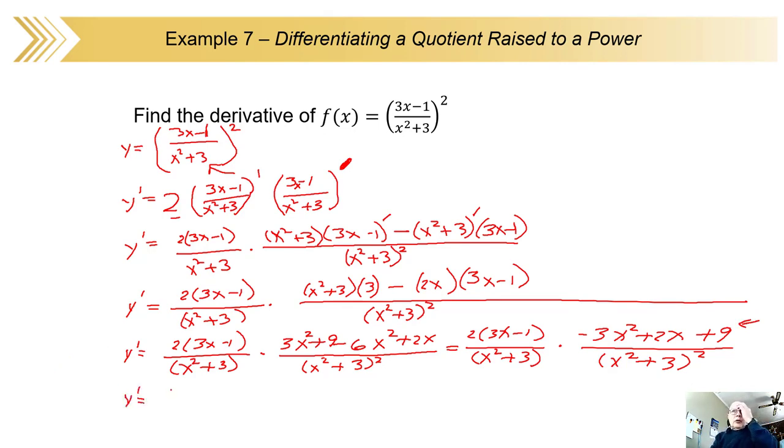So what's my final derivative? All right. So I've got 2. I've got 3x minus 1. I've got minus 3x squared plus 2x plus 9. And on the bottom, I've got x squared plus 3 squared. Not elegant, but we're done. That's it.